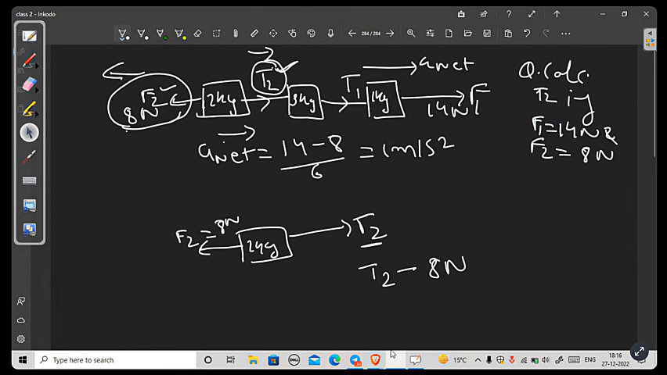So this clearly states that the tension is greater than the F2 force. So T2 is greater. So we will write T2 minus 8 Newton is equal to net mass into the net acceleration A net, which we all know is 1 meter per second square. So T2 will be 8 plus 2, that is 10 Newton.